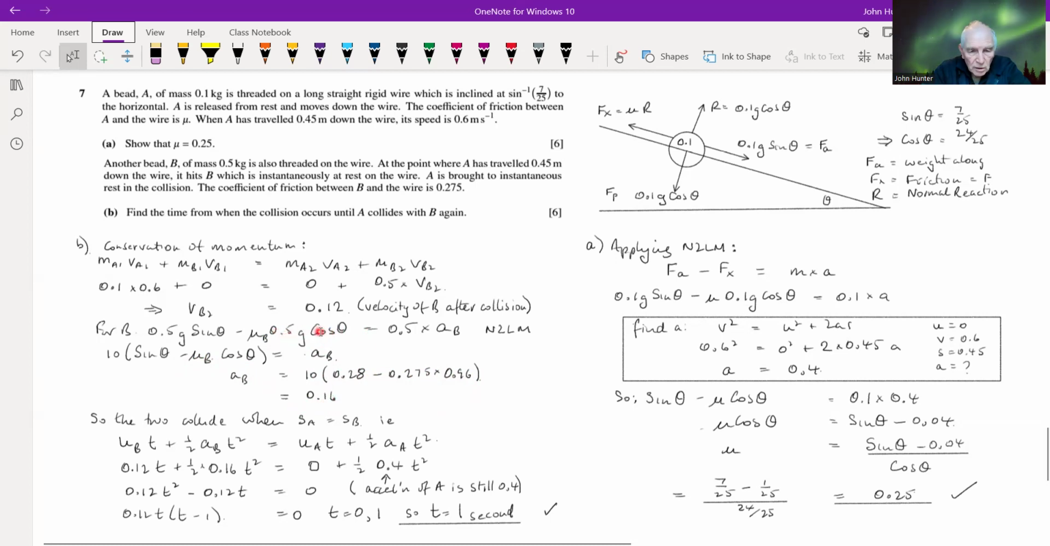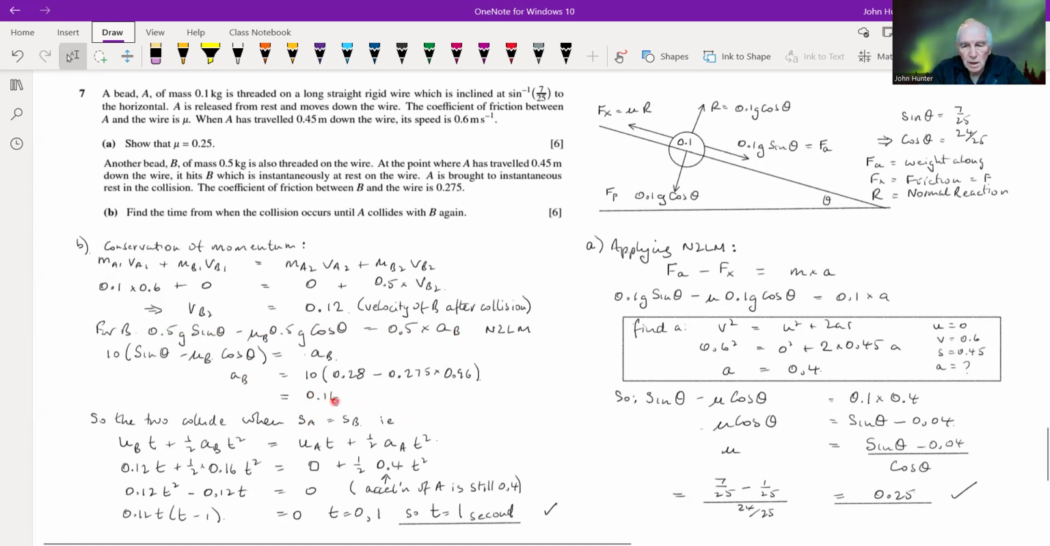I'll just go back to this, by the way. We've got cosine theta there. So did I say it was the resolved part? This is the normal reaction. This is the coefficient of friction times the normal reaction. So let me just correct myself there. That's the coefficient of friction times the normal reaction, and that is the friction. So the resolved part of the weight down the slope minus the friction equals the mass times the acceleration. Okay, so that's the acceleration.